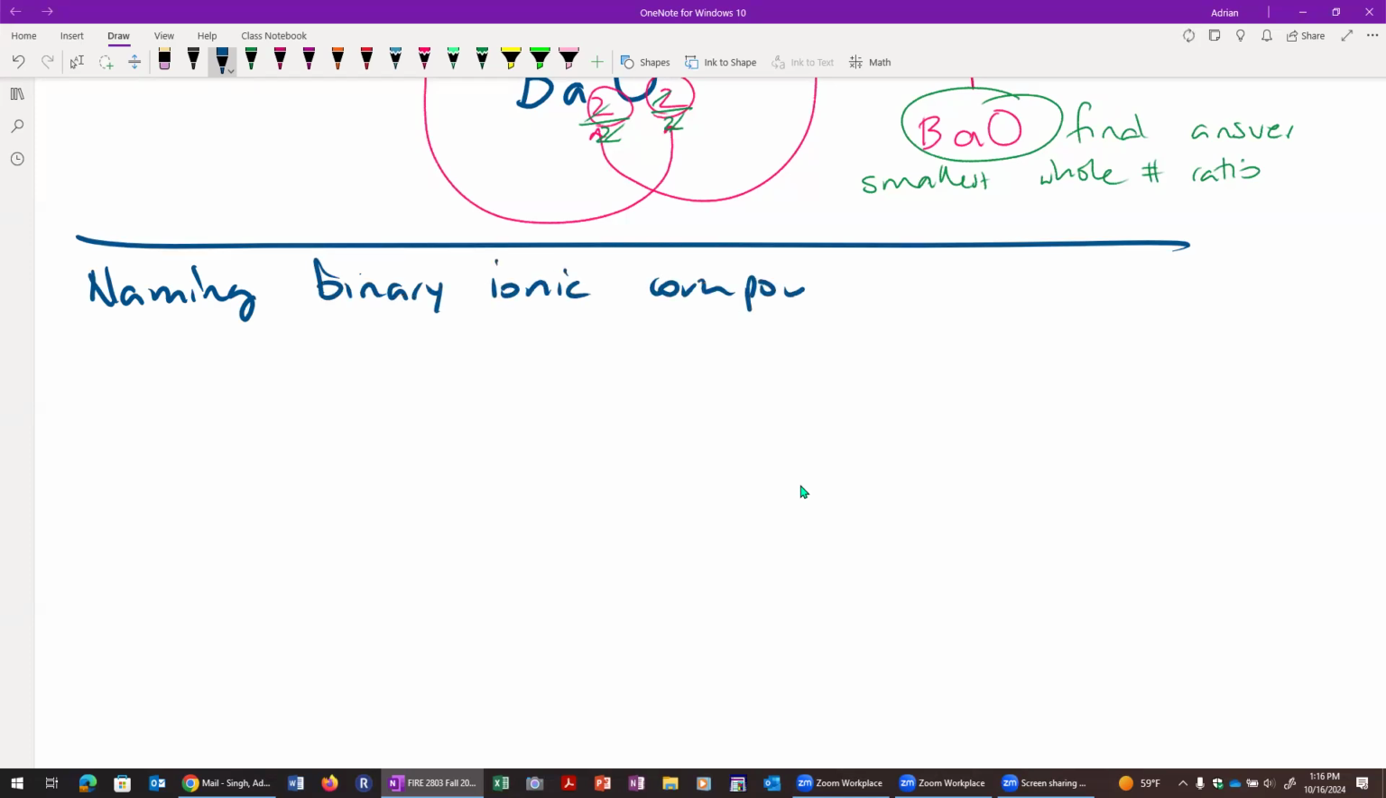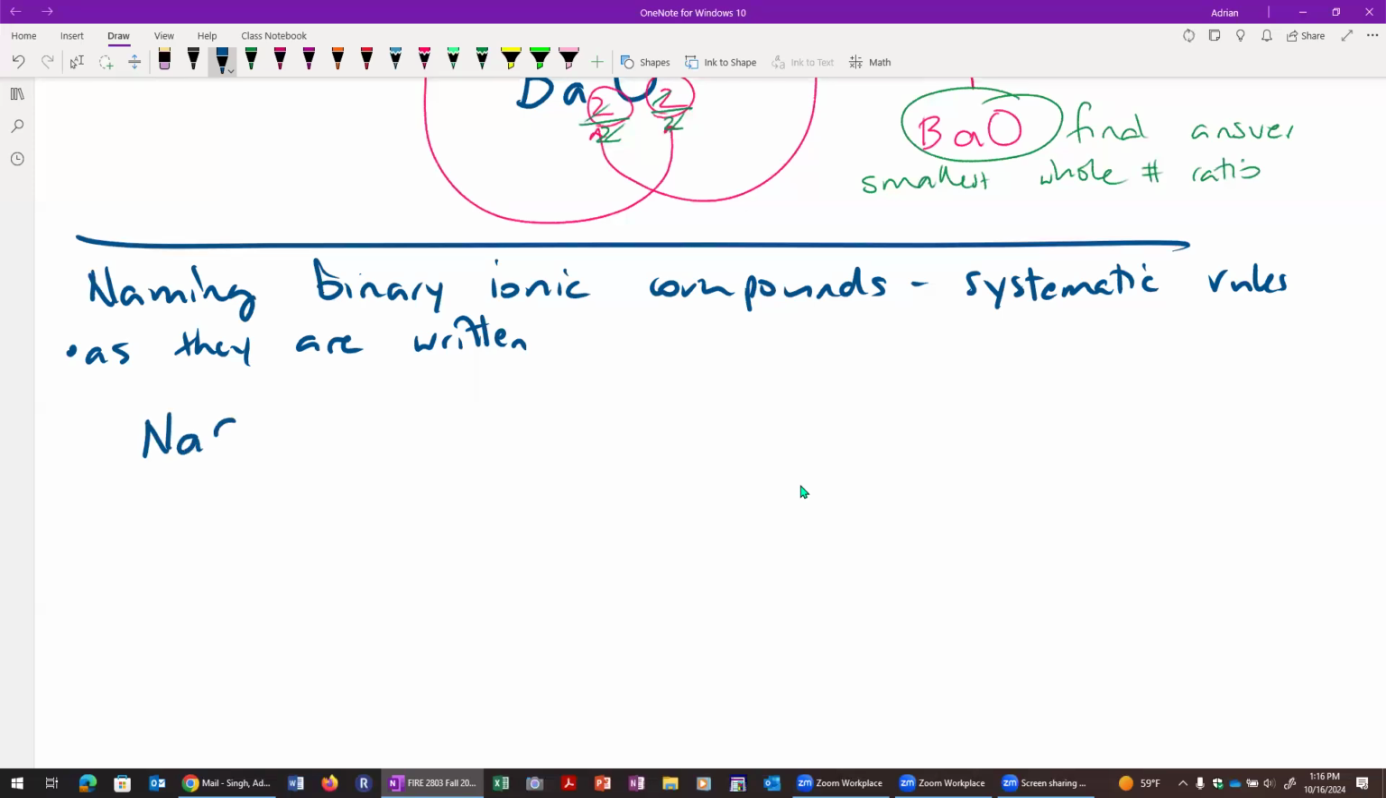And we're going to name them as we see them, so as they are written, in other words. Okay, but there are rules that we're going to follow. These are systematic rules, which means that everybody follows the rules so that we know exactly what we're talking about. So let's take a look at the first one.